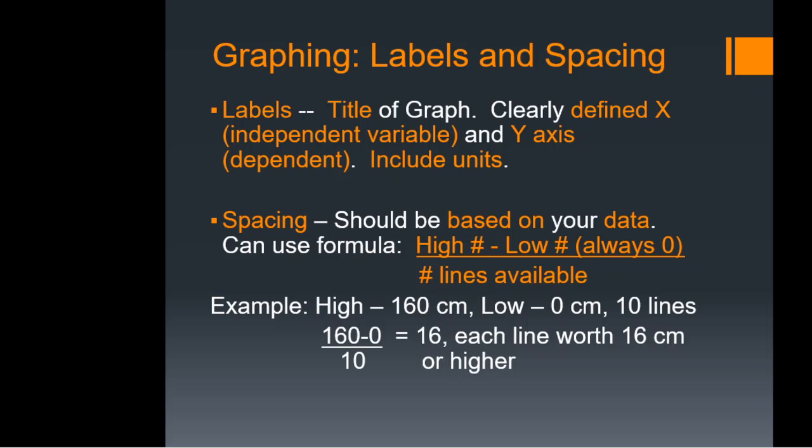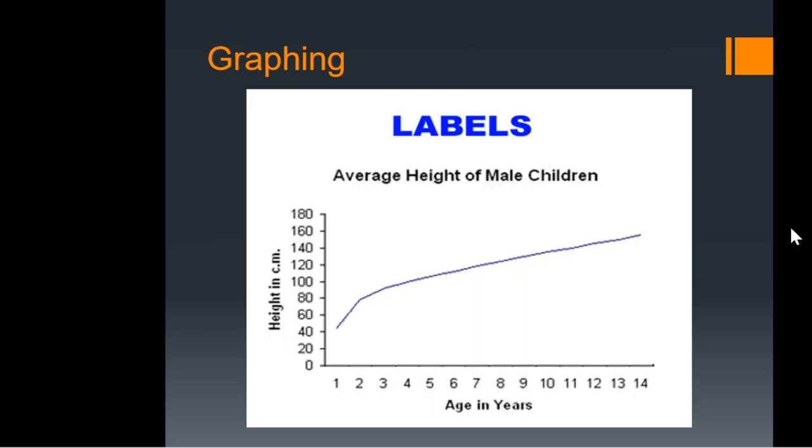Okay? So here's an example of a very well spaced and labeled graph. So we have average height of male children, which tells me what they're doing. I have height in centimeters, so this tells me these numbers are centimeters, and age in years. So I know these aren't months or whatever else they want to do. I know these are years.